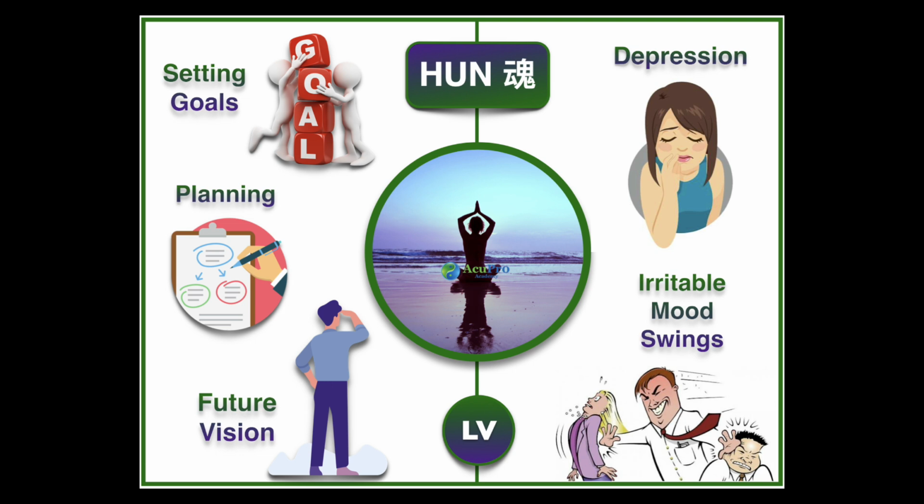When the liver is in balance, it allows the Hun to flourish, leading to clear thinking, vision, and the ability to plan and set goals. It fosters creativity and a sense of purpose in life, which makes sense because this is how we have goals and purpose. Imbalances of the Hun, on the other hand, can manifest as emotional issues such as irritability, mood swings, depression, or an inability to set and achieve goals.